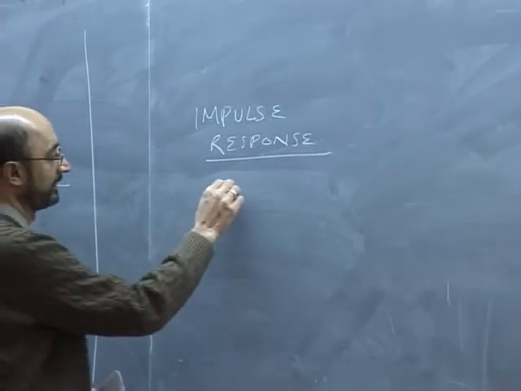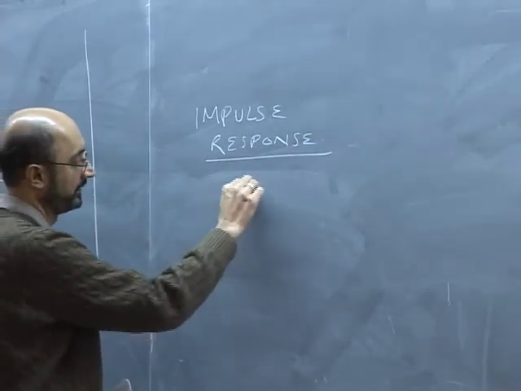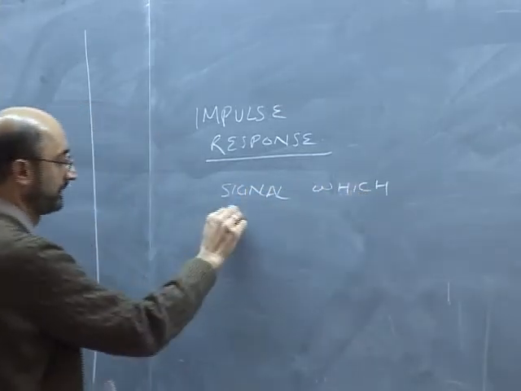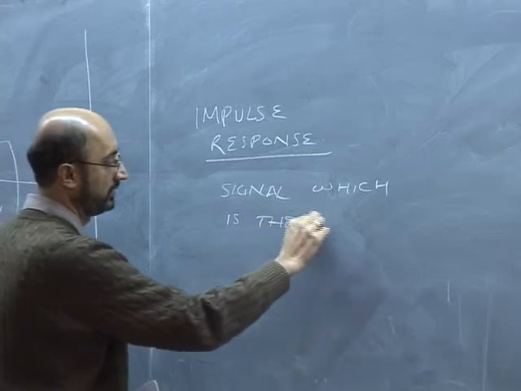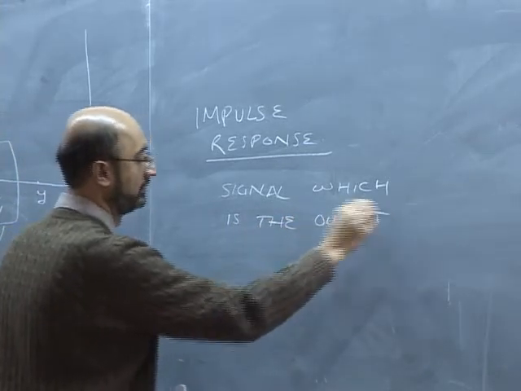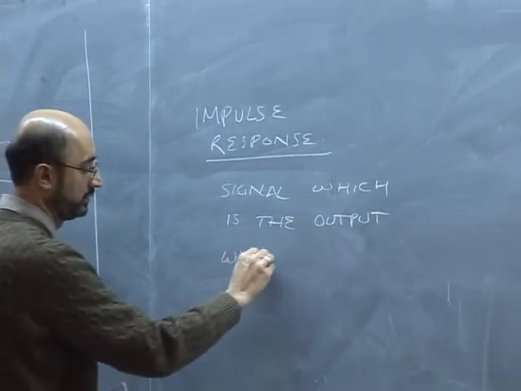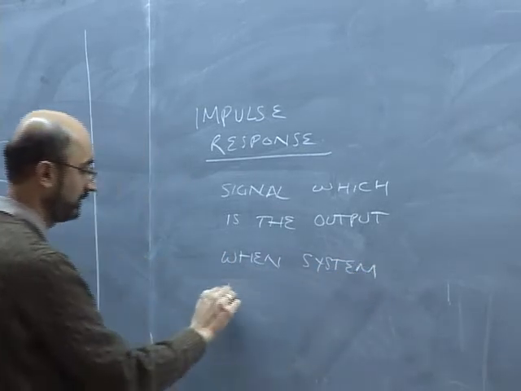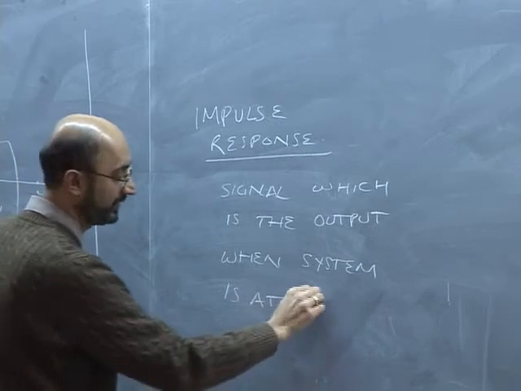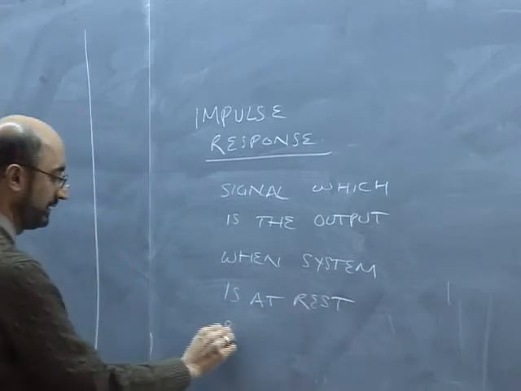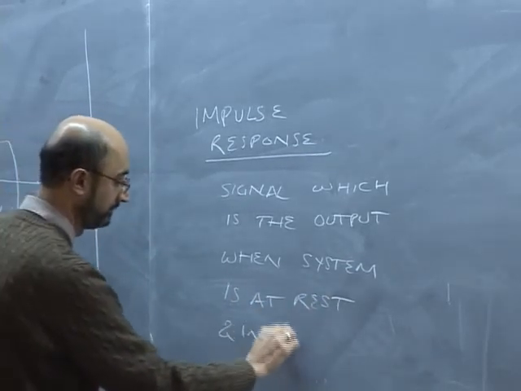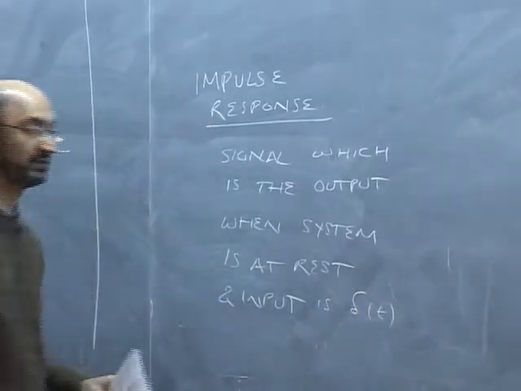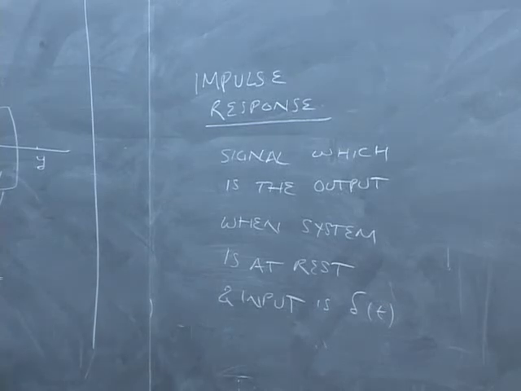So this is the signal which is the output when the system is at rest. You have to start at rest, and the input is delta, which means it's at time 0.